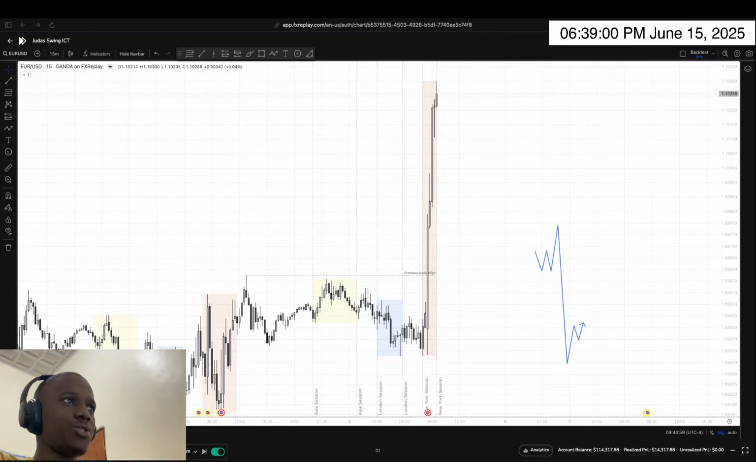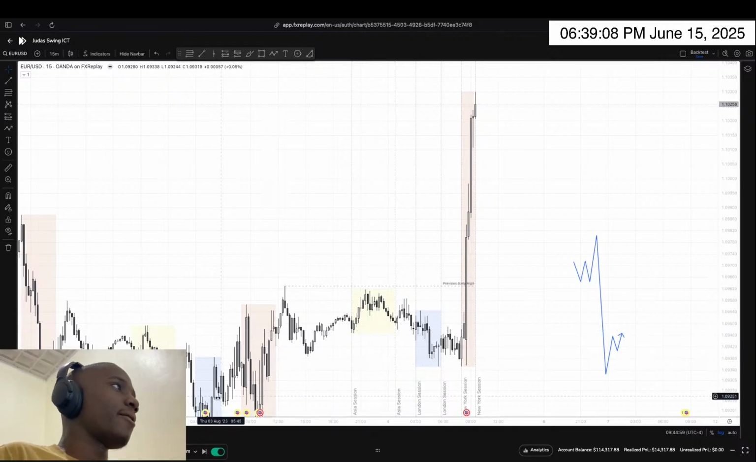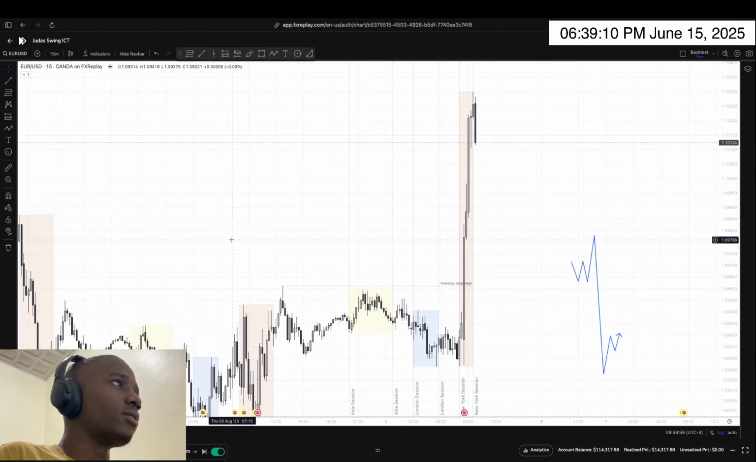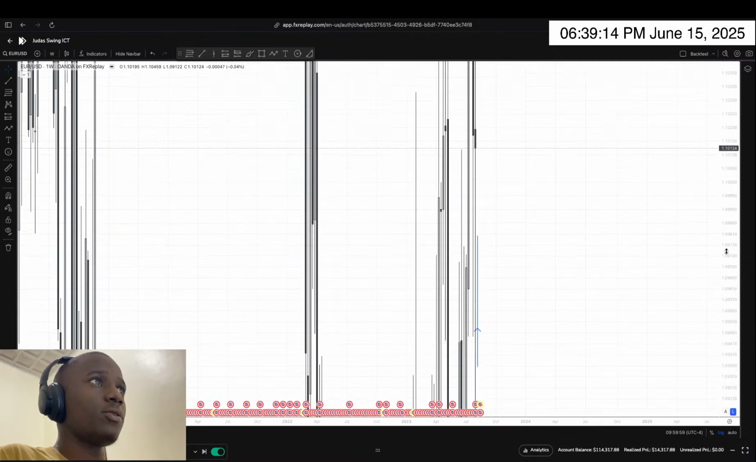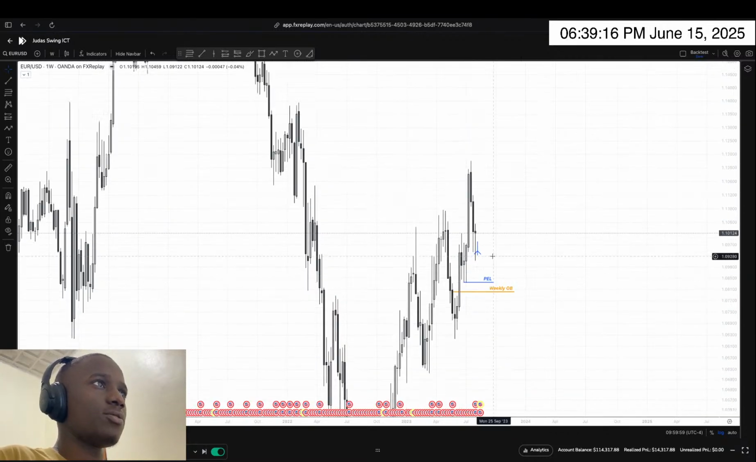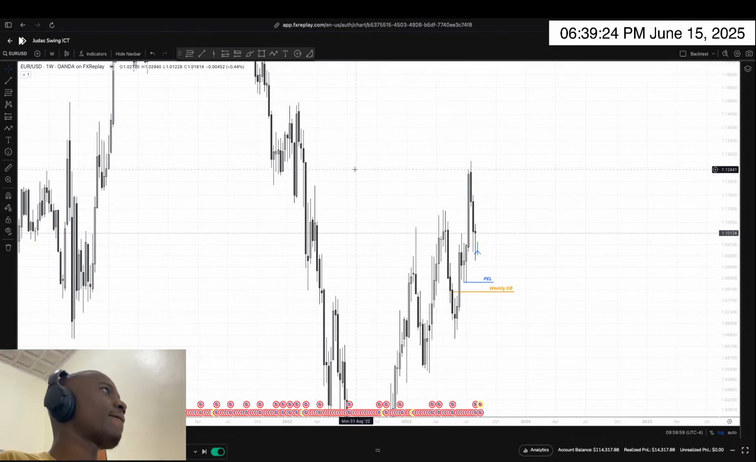Just for the distractions, we're back. So you can see New York is really having a good expansion to the upside. And when you go to the weekly, I think this is about a shift, but you can see how this week is looking. I think we're respecting this down close candle by some bits.